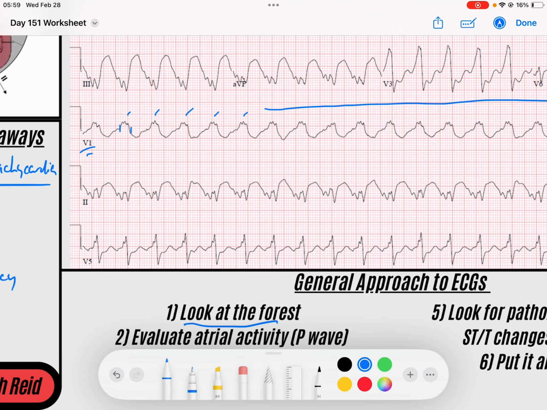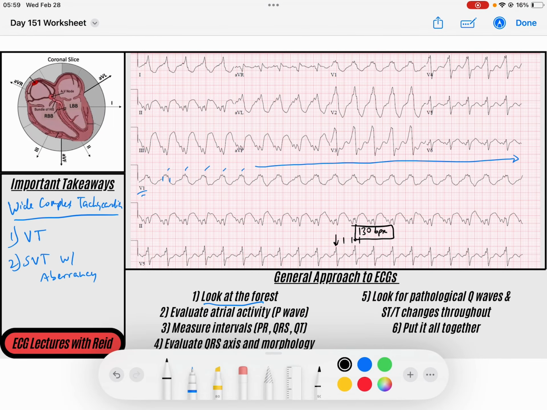If I look at the rate of my QRS complexes, if I find a QRS that lands on a solid line, like right here, my rate would be 300, 150, 100. So anywhere between 100 to 150, I'm going to call that 130 beats per minute, right? So we've got a tachycardia, okay? And it's wide. And so first thing I need to do is figure out what is my pretest probability that this is ventricular tachycardia, right?